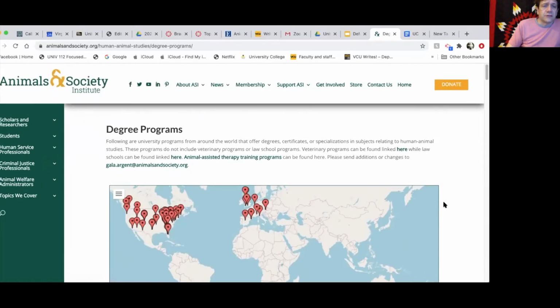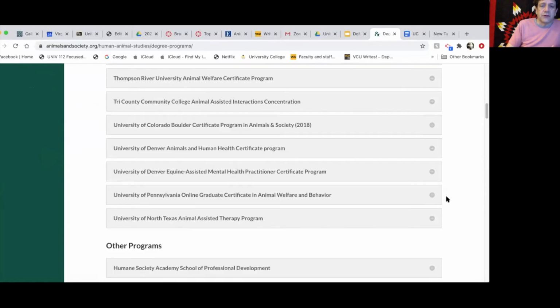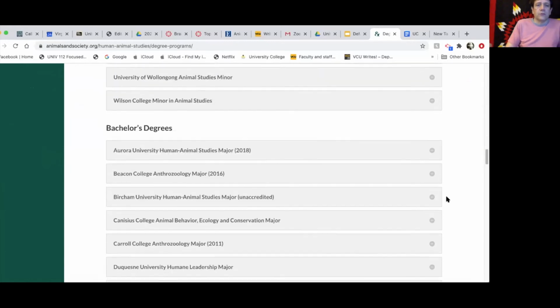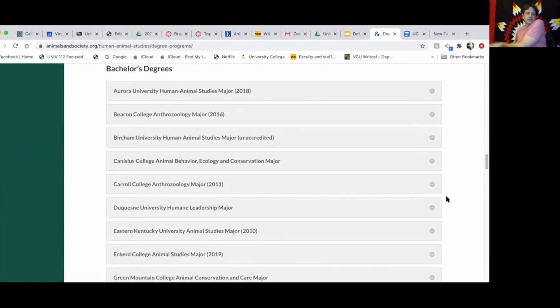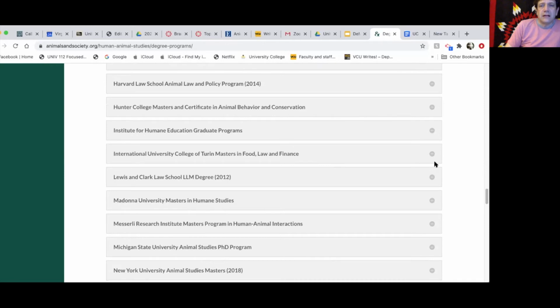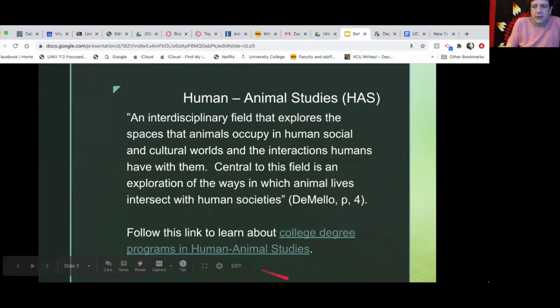So I just linked us over to the Animals and Society Institute, and we'll come back to this website quite a bit throughout the semester. Here we're just seeing a basic map of places where there are human-animal studies degree programs, either certificate programs, undergraduate minors, bachelor's degree programs, and then graduate programs. So there are a lot of different places to go and learn about human-animal studies.